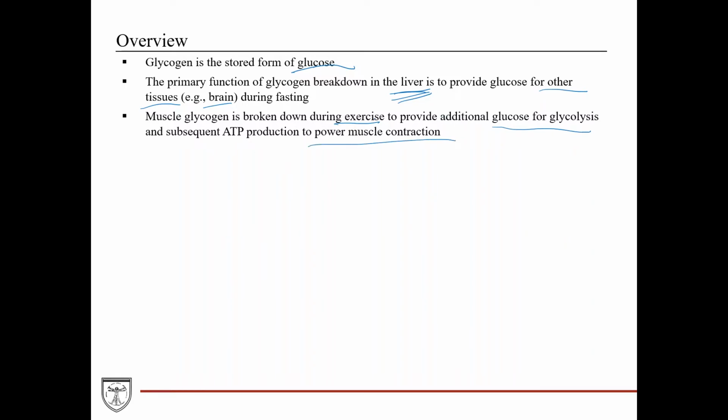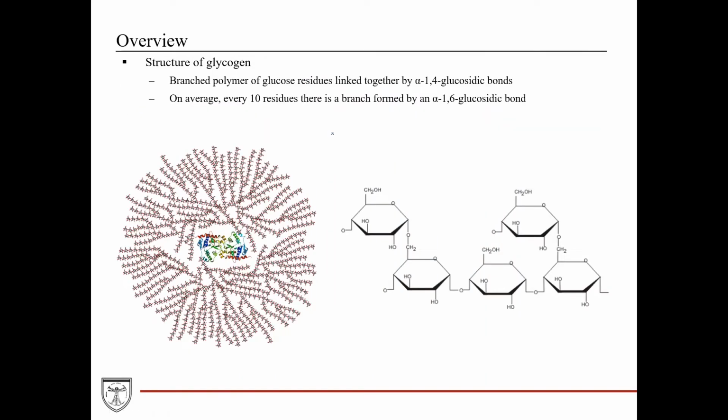to power muscle contraction. So the structure of glycogen, this is a cool zoomed out view of what it looks like. It just gives you the idea of how branched and complex the structure of glycogen really is. So it's a branched polymer of glucose, as we say here. And these residues are linked together by alpha-1,4 glucosidic bonds for the most part.